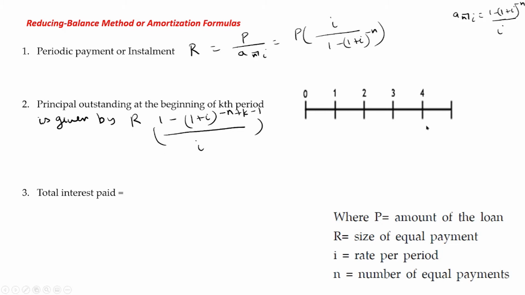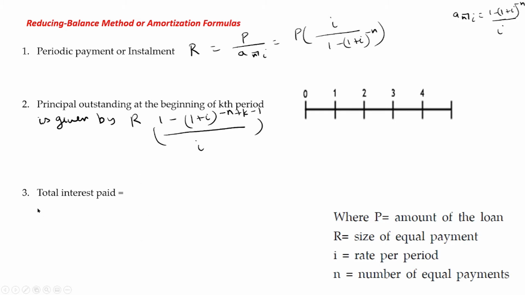Now for example, if you want to find the principal outstanding at the beginning of the 4th time period, it means 3 installments have already been paid and we want to know the principal outstanding at the beginning of the 4th time period. So we have to reduce the present value of these 3 installments. So here we will have 1 minus (1 plus i) the whole raised to minus (n plus 4 minus 1). So it will be minus (n plus 3) upon i into R. It will give the present value of principal outstanding at the beginning of the 4th time period. Similarly, the principal outstanding at the beginning of any time period can be found using this formula.